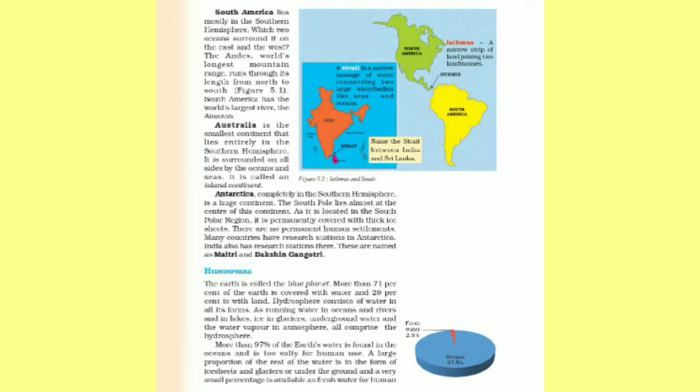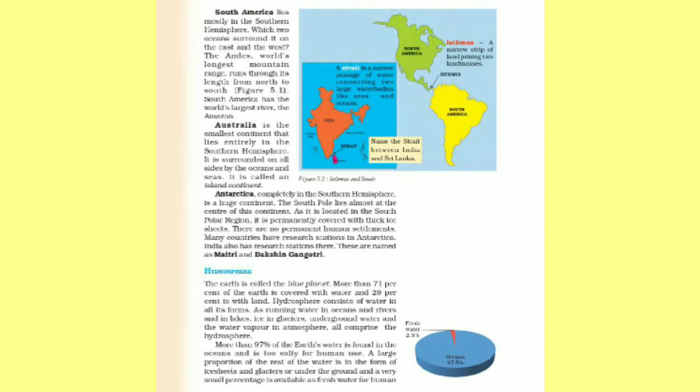Antarctica, completely in the southern hemisphere. It is a huge continent. The South Pole lies almost at the center of this continent. It is located in the south polar region. It is permanently covered with thick ice sheets. There are no permanent human settlements here, which is not possible because of the extreme climatic regime. Many countries have research stations in Antarctica. India also has research stations here, named Maitri and Dakshin Gangotri.